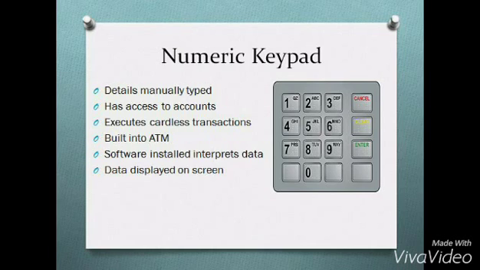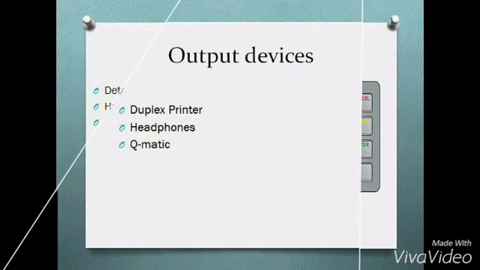The third input device that is discussed is the numeric keypad. This device is built into the automatic teller machine, which in short is also known as an ATM. Details required by the ATM user is inserted into the numeric keypad. This allows the users to have access to their bank account information. The software that is installed within the ATM system then interprets the details that was manually inserted by the user. It converts the data into a digital code that the system is able to understand, allowing the bank account information to be displayed on the screen.